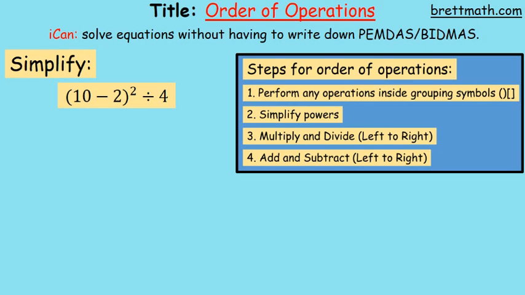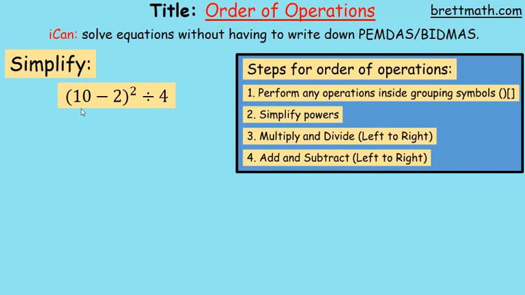Step three is you can multiply or divide. You go from left to right. You see a multiply in there, you do it. If you see a divide in there, you do it. But you have to do it left to right. And then the final step, step four, we add and subtract. Any order, if you see an add, you do it. If you see a subtract, you do it. It's nice and easy.